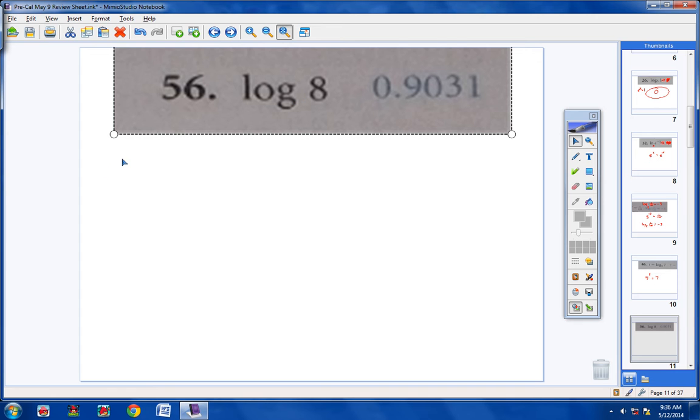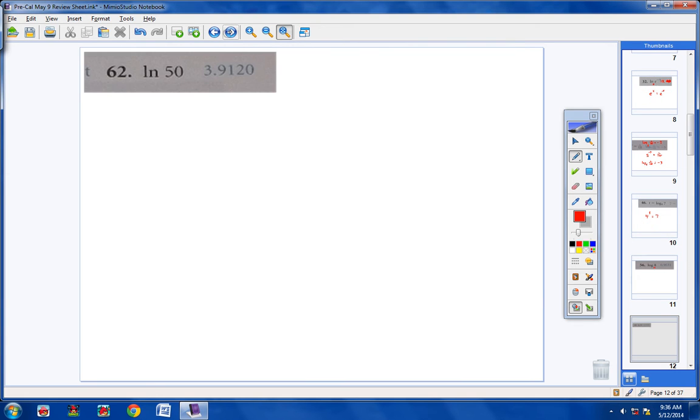Yep. Okay. And so Caleb, notice it's already a base 10, so we're good. Your calculator does base 10 and base E. So you just type in log of 8, enter. Okay. Yep, there you go.